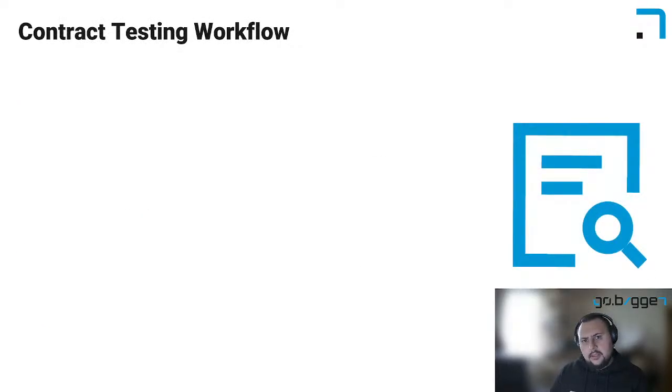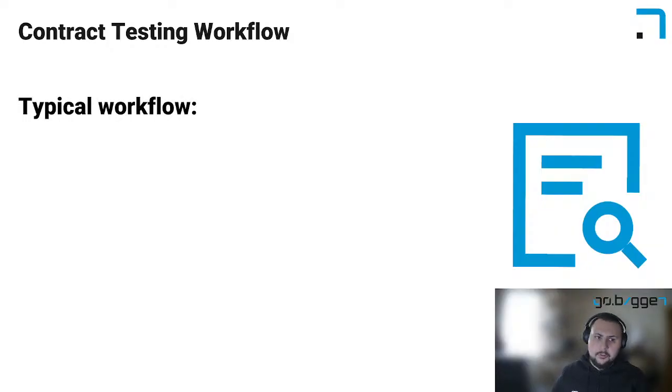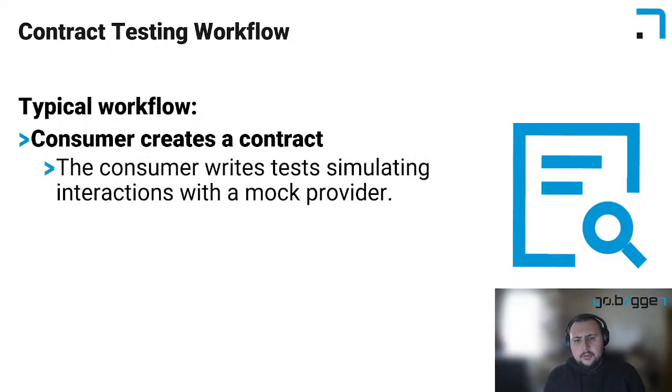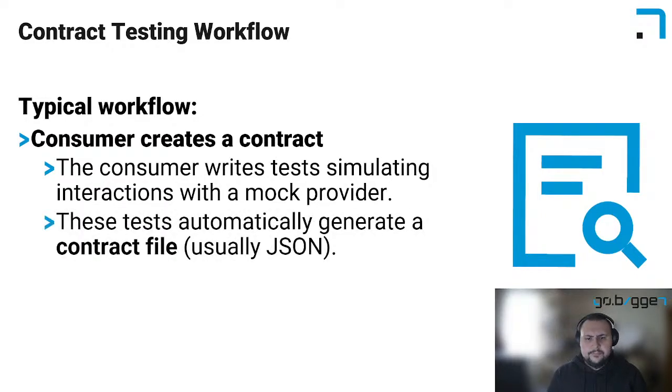Right, so let's get over to the workflow in this case. What does a typical workflow look like when we are talking about contract testing? The consumer creates a so-called contract. We were talking about that before. He writes down tests, simulating interactions with a mock provider. In this case, we are talking about the contract file, which is usually provided in JSON form. Later on, I will show you what it's going to look like in the demo.